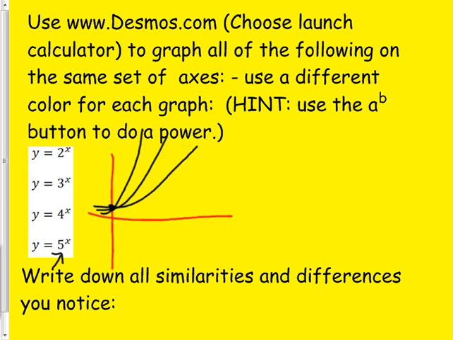Because anything to the 0 power equals 1, right? They'll have to go through 1, because when you put in x is 0, they all have to touch 1. All right, good. Moving on.